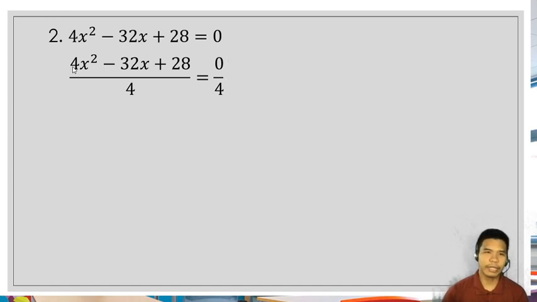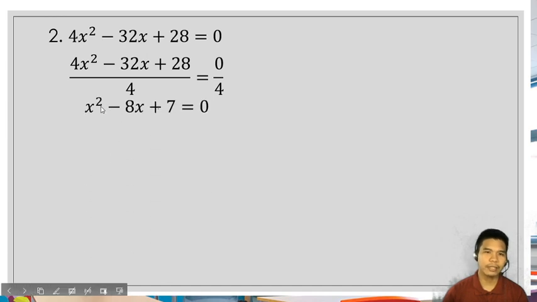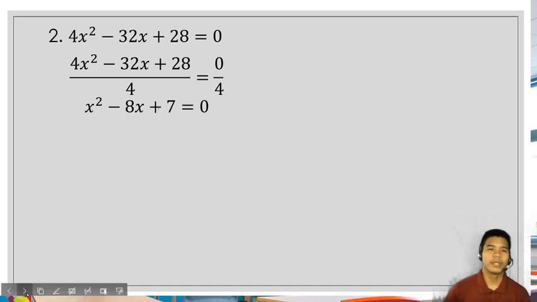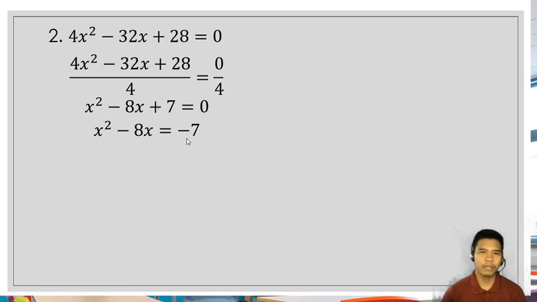4. So, by dividing, we have 4 divided by 4. So, the result is x squared na lang. And then, negative 32 divided by 4 is negative 8. And then, you copy x. Plus 28 divided by 4 is 7, equal to 0 divided by 4 is 0. So, our new equation is x squared minus 8x plus 7 equal to 0. And after that, ililipat lang natin yung 7 to the other side. So, magiging x squared minus 8x equal to negative 7.